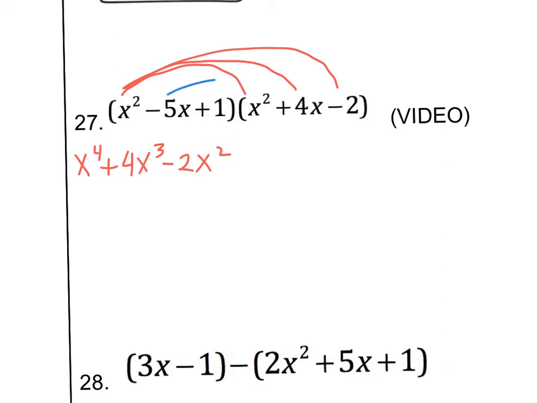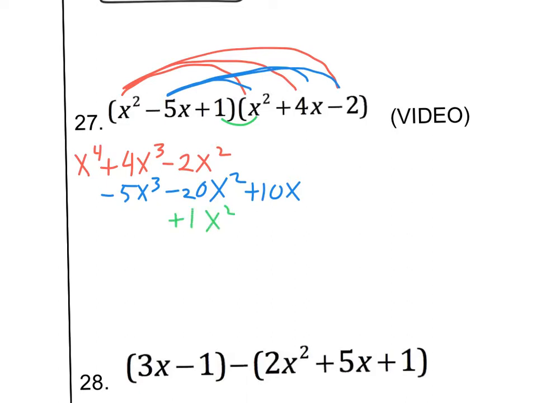Next up, we got negative 5x times x squared would be minus 5x to the third. Negative 5x times 4x would be minus 20x squared. Negative 5x times minus 2 would be plus 10x. And then we'll start with our ones. 1 times x squared would be plus 1x squared. 1 times 4x would be plus 4x. And 1 times minus 2 would be minus 2.